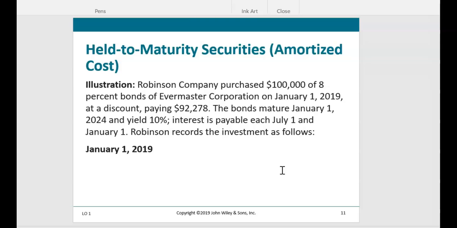Robinson Company purchased $100,000 of 8% bonds of Evermaster Corporation on January 1st, 2019 at a discount, so Robinson only paid $92,278. The bonds mature on January 1st, 2024, and the yield is 10%. This 10% rate would be considered the effective rate or the market rate. Interest is payable each July 1st and January 1st. These bonds have an 8% stated rate and a principal of $100,000. They are semi-annual bonds. So let's start.